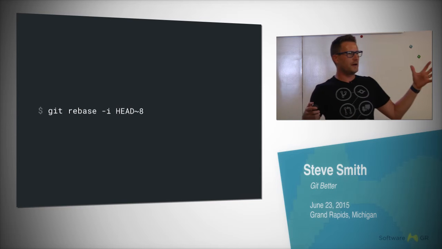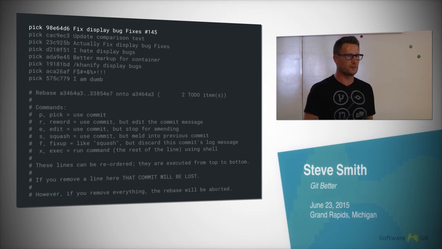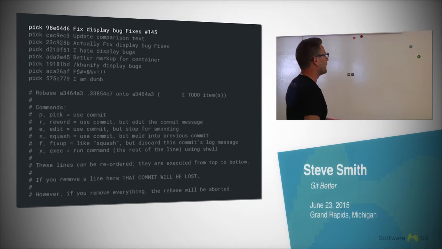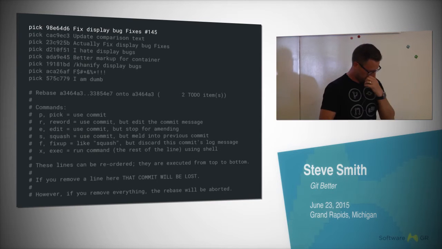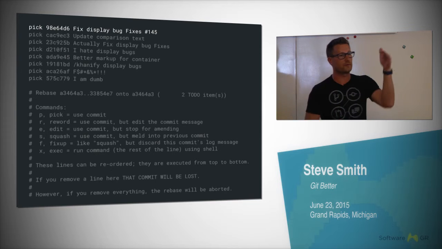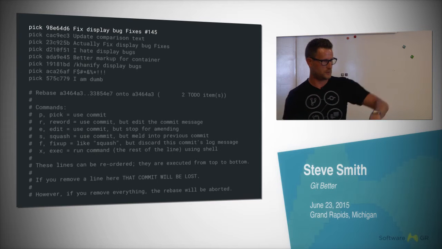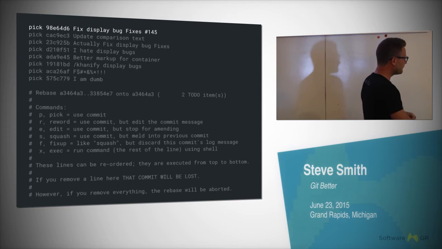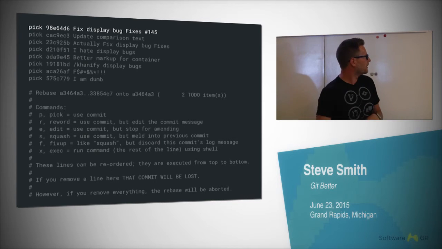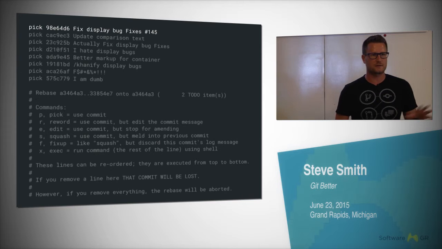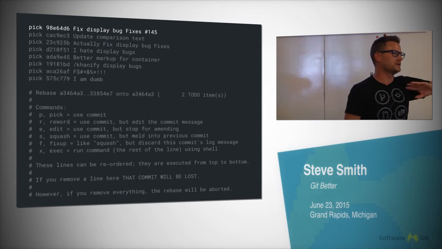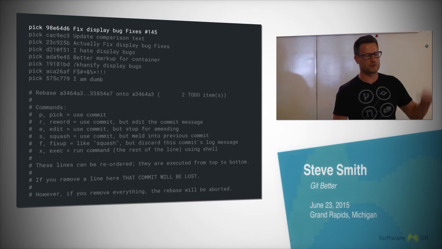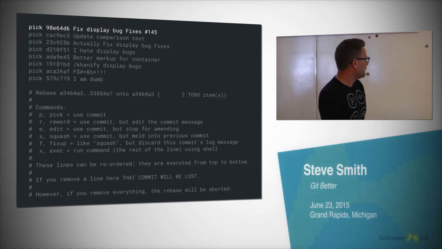Git will then open in my editor, whatever editor you have your terminal set up to use for commit messages, with a file that looks something like this. It shows me those 8 commits in order of when they happened, starting with the oldest all the way down to the newest commit. And then it gives me some options and some commands that I can do. Pick is basically just do this commit. It's fine. Don't worry about it. Just move on. Just apply that commit just like I did it in the first place. Okay.